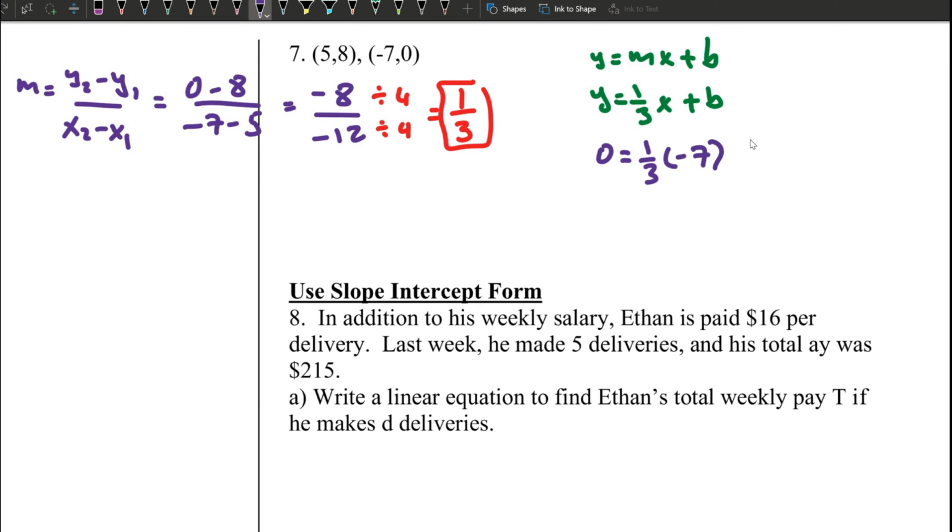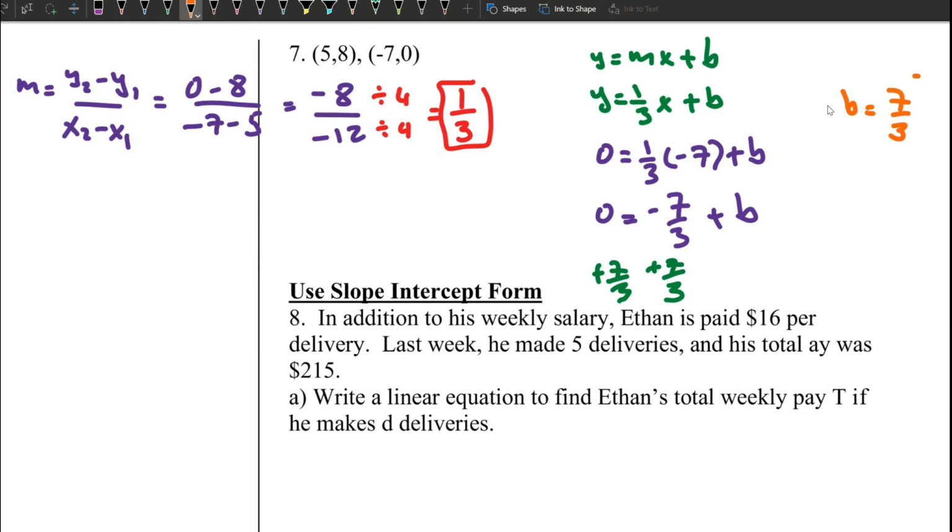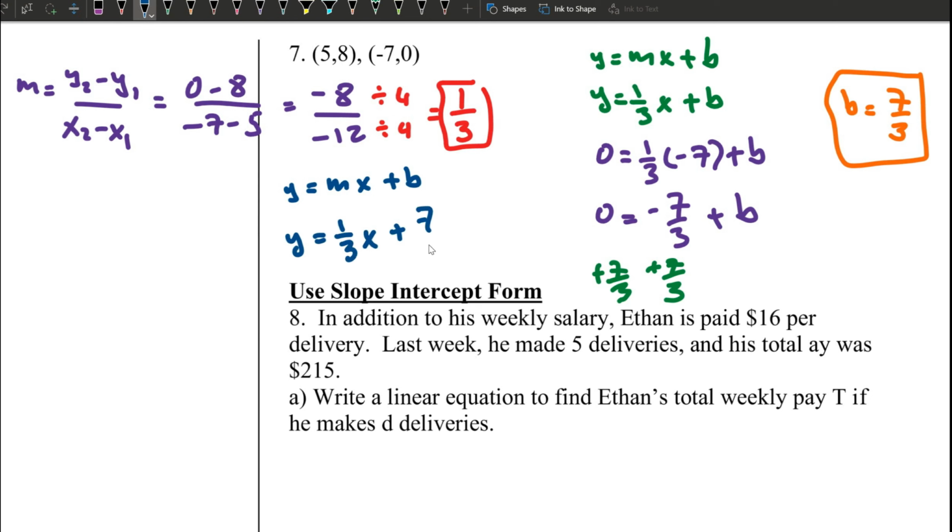Negative 7. Interesting. So you have something like this, negative 7 over 3 plus b. Then you add 7 over 3 to both sides. Huh, this problem is cool. So b equal to 7 over 3. Okay, so y equal to mx plus b. Y equal to 1/3 x plus 7/3, like that.